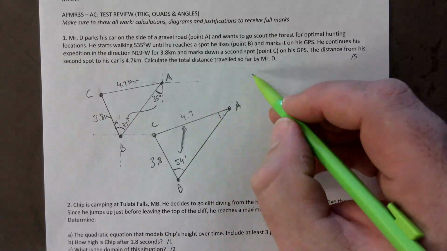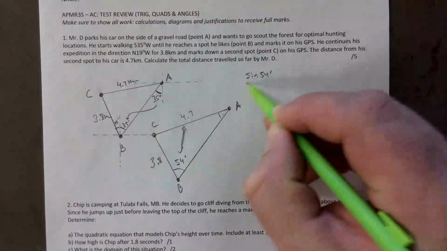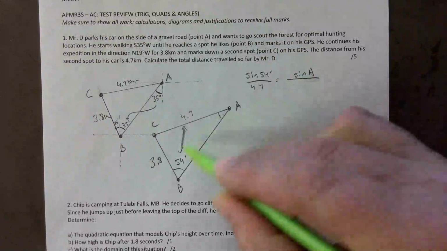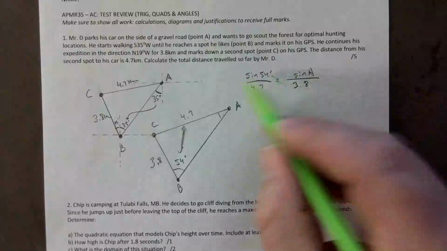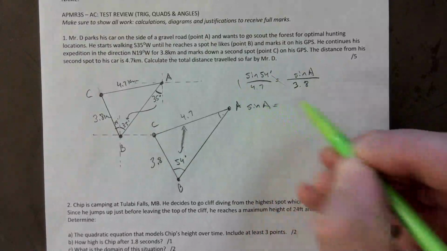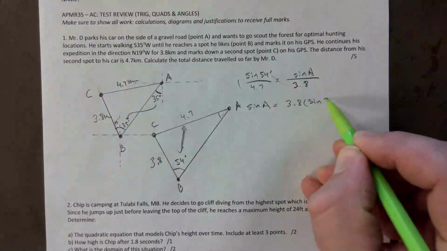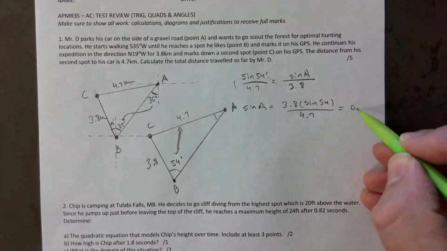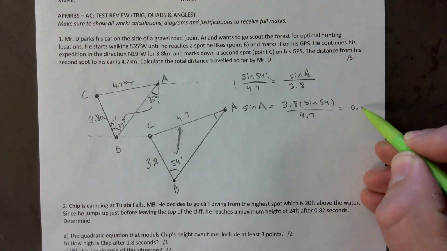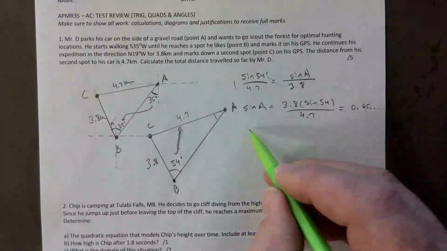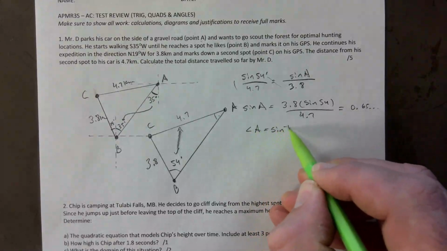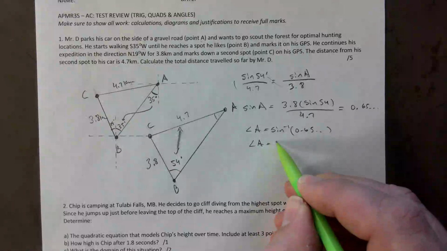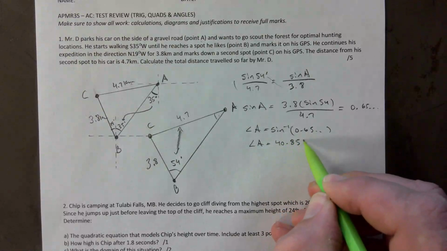But let's go ahead. This is sine of 54 over 4.7, and then it's sine of A over 3.8. You cross multiply and divide. So sine of A is 3.8 times sine of 54 over 4.7. This gives you 0.65, 4 and something. So to find angle A, you use sine inverse of 0.654 and something. Angle A gives you 40.85 degrees.